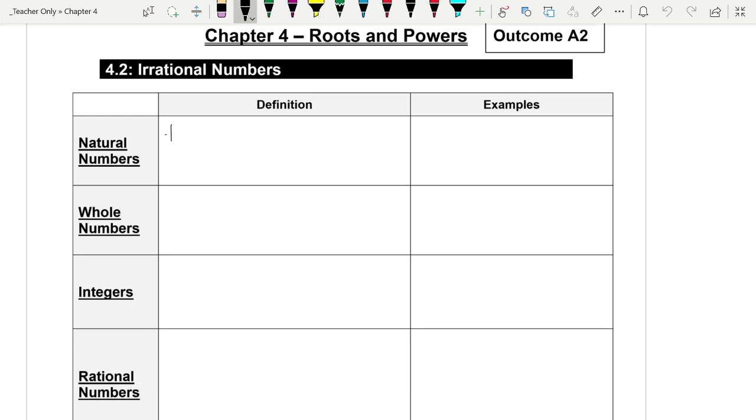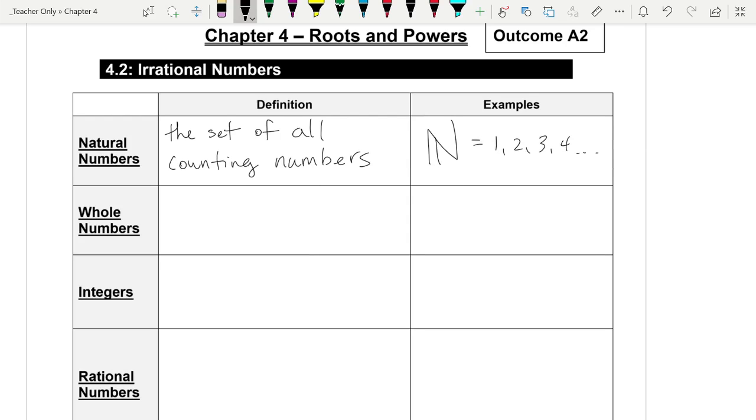And natural numbers can be defined as the set of all counting numbers. The symbol we use for natural numbers is a capital N, usually with a little extra line on it. For example, 1, 2, 3, 4, forever, to infinity and beyond. It is an infinite set, right? You can count forever. It's an infinite set of numbers.